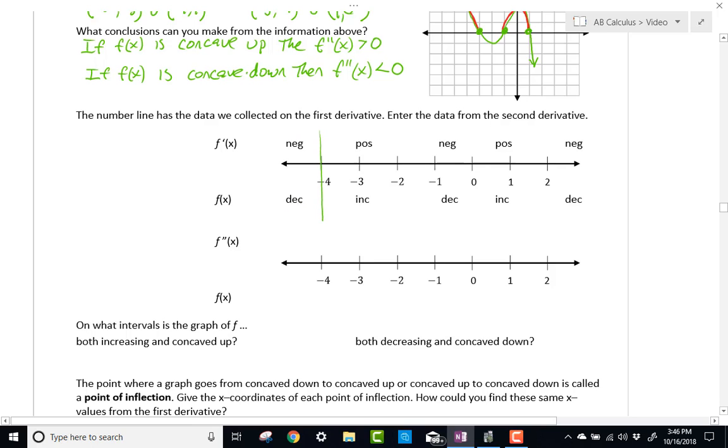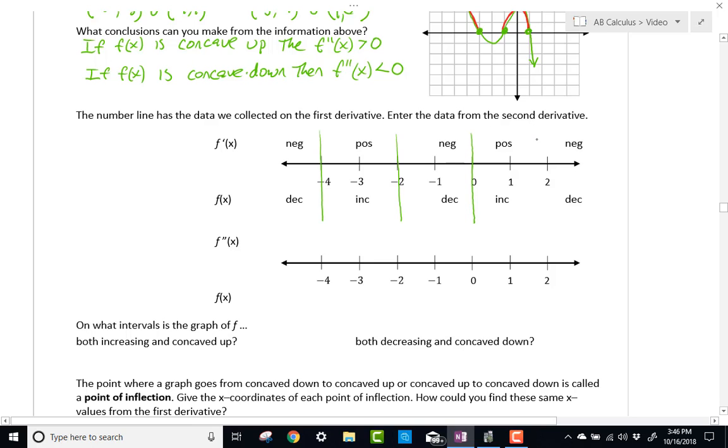That means that f of x is decreasing on that interval. And you could go back and look at that, but these are all the intervals from the graph. f prime of x was positive from -4 to -2, so f of x was increasing on those intervals. And then f prime of x went back to negative, so f of x was decreasing on that interval.